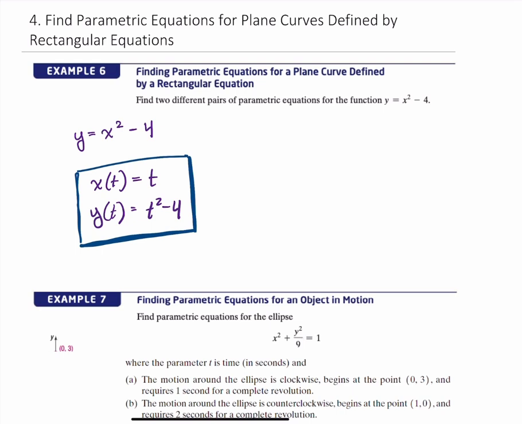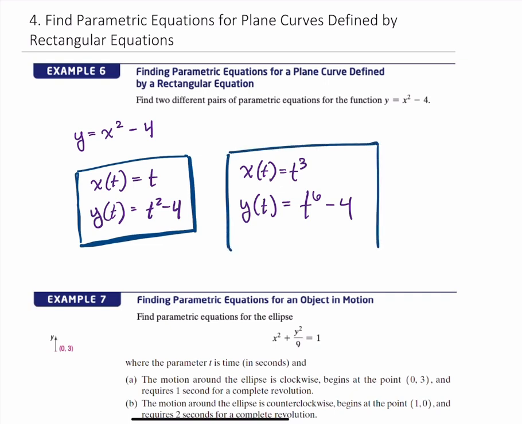We could also choose something like x of t equals t cubed. So plug that into our equation for x. Then we would say y of t would be t cubed squared. So those exponents will multiply. We'll get t to the 6th power minus 4. So another pair of parametric equations.